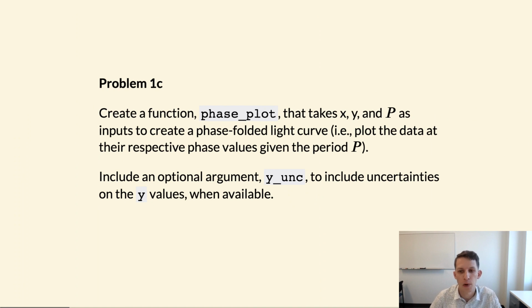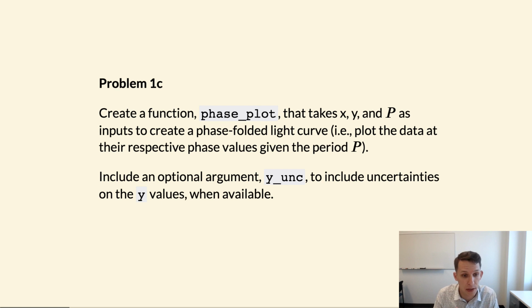All right, so now we want to create another helper function called phase plot. And this will take as input x, y, and p, and then create a phase-folded light curve. And if you're not familiar with this term, the basic idea is if we consider one cycle of an event, basically the time that passes between 0 and p, or p and 2p, essentially a full cycle of the data, okay? We want to just phase up all the data so that it exists between 0 and 1, right? Again, consisting of a single phase of the data.